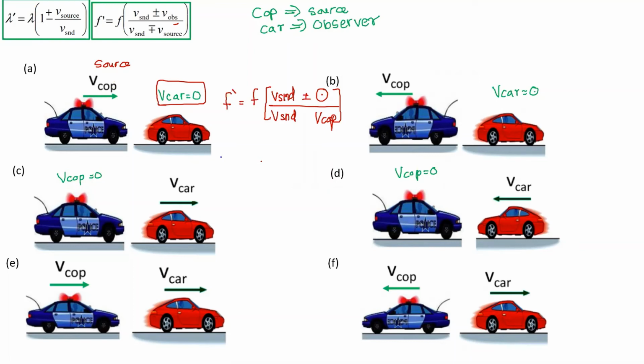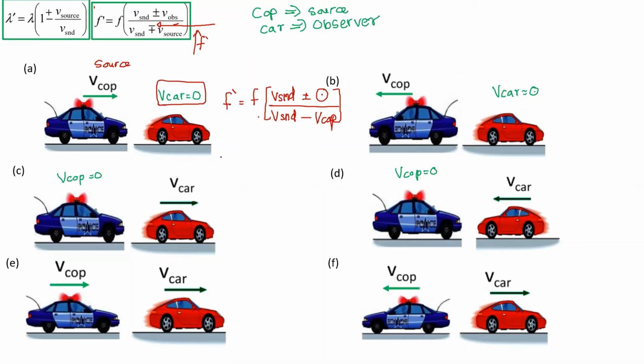So I got 2 correct answers. That means it is minus. Why is it minus? The source is coming towards the observer. That means frequency should increase, right? Frequency should increase, like I said before. Increase means you have to select the top sign. It is the negative one. Okay. So that is good.